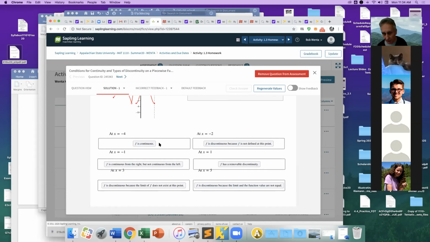I can access all the questions in the Sapling right now, if you've got anything there, 2.1, 2.2, or chapter 1 stuff.